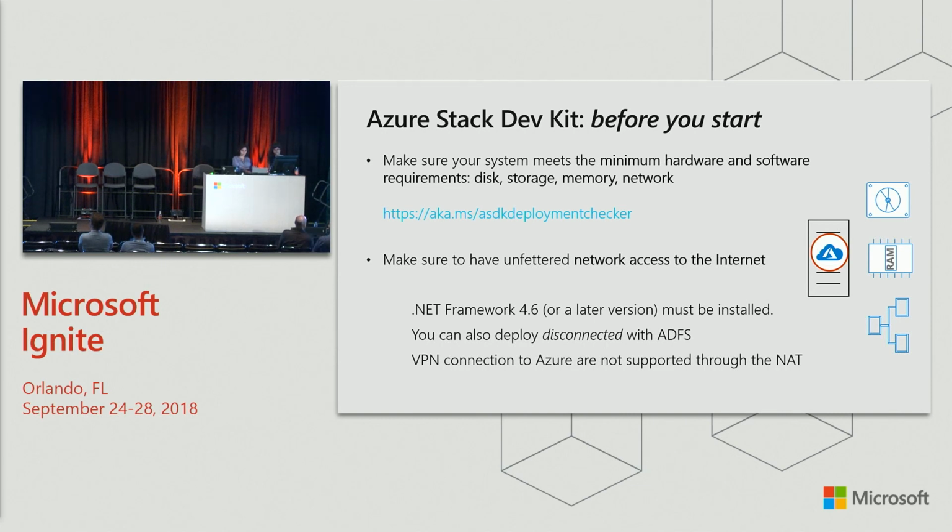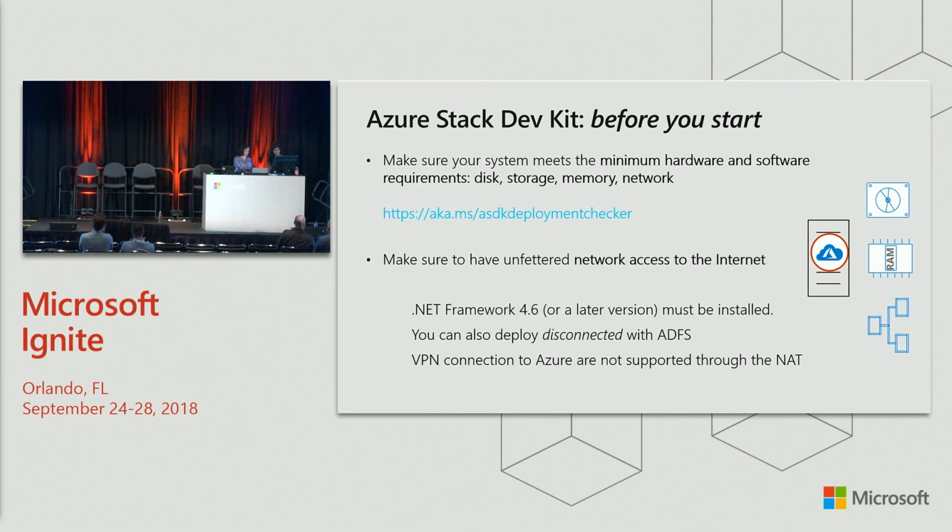And also make sure that the network is different from the integrated system. The integrated system is 4 to 16 nodes today. It's a multi-node system. ASDK is being integrated behind the NAT. So VPN connection to Azure is not supported through the NAT. You can also still deploy in a disconnected environment, so through ADFS.